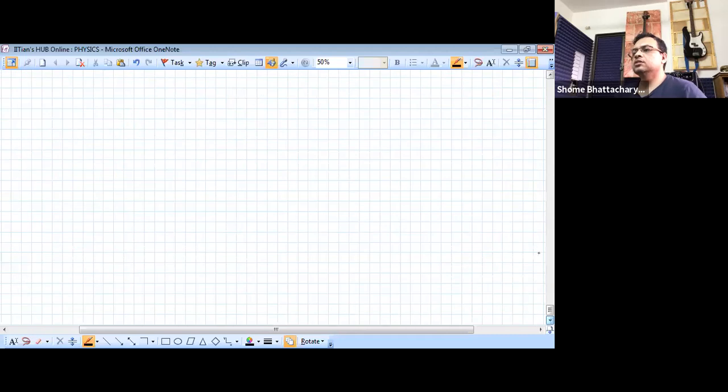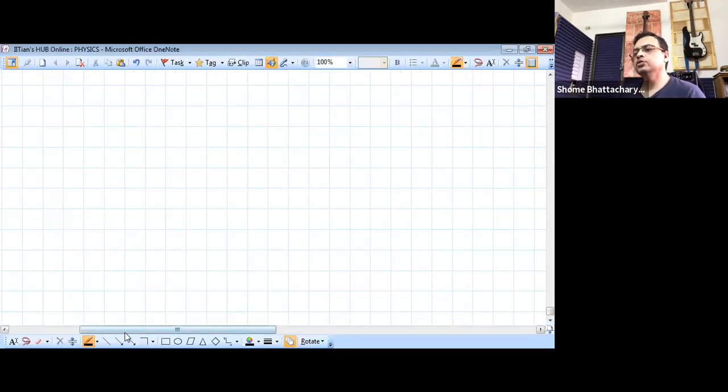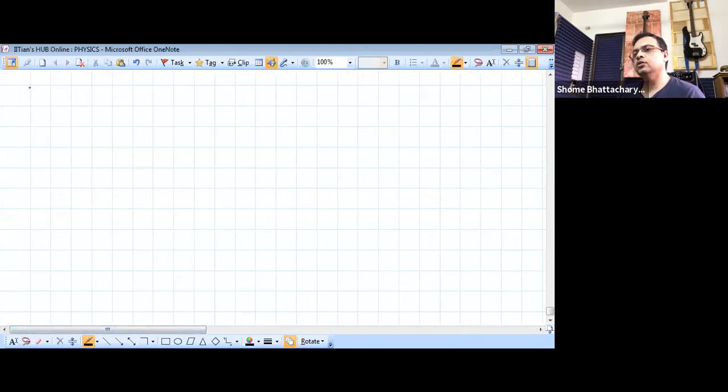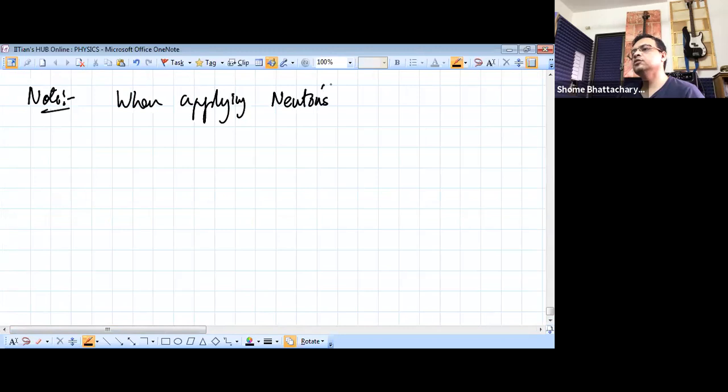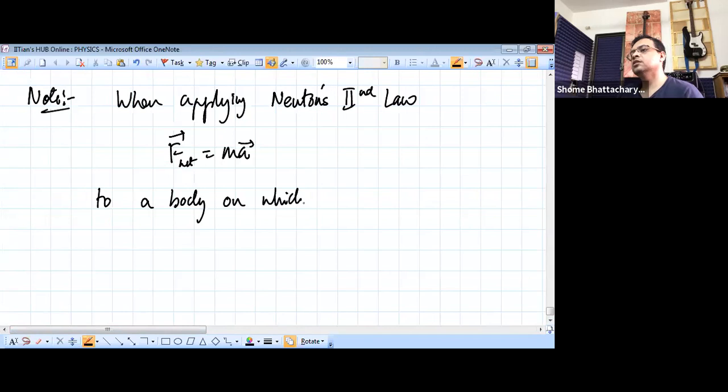To summarize what we've done over here, we used a particular method for applying Newton's second law, that is, net force is equal to mass times acceleration, to a body on which multiple forces are acting.